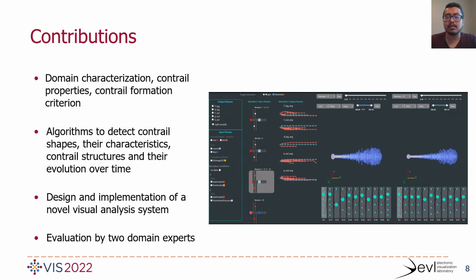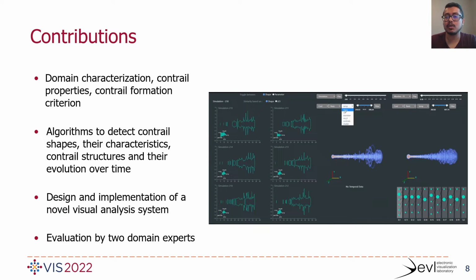Our contributions are a characterization of application domain of the contrail properties and formation criterion, algorithms to detect contrail structures and their evolution over time, the design and implementation of a novel visual analysis system, and the evaluation of this system with two domain experts.